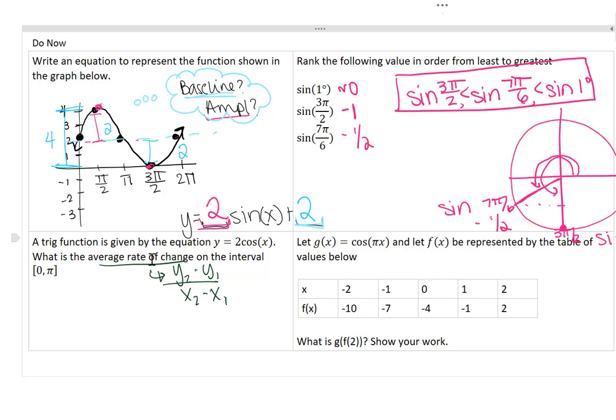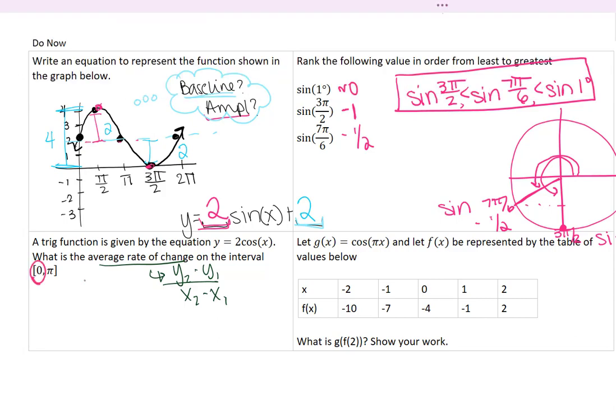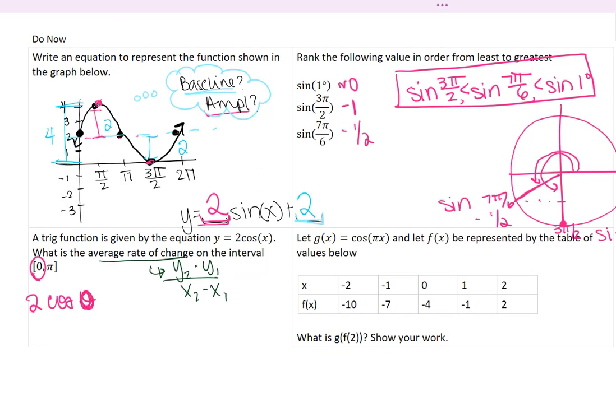A trig function is given by the equation y equals 2 cosine of x. What is the average rate of change on the interval 0 to pi? So let's plug in these values. If I plug in a 0, I get 2 cosine of 0. Cosine of 0 is 1, so 2 times 1 is 2. So my ordered pair is going to be (0, 2).